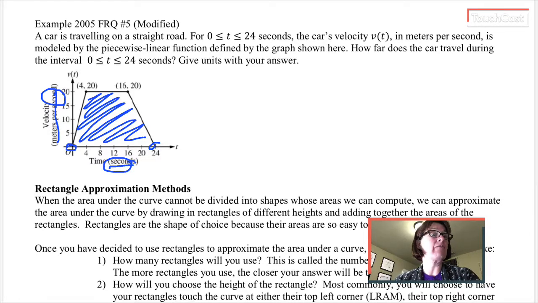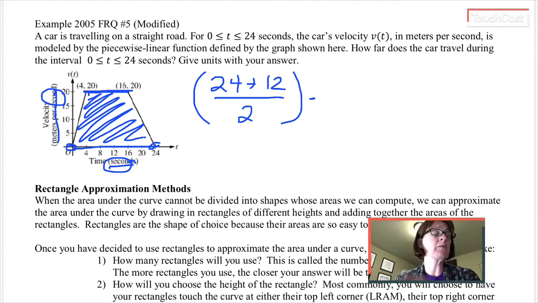So I'm going to find the average of the parallel sides. That side has length 24, specifically 24 seconds. And I'm going to average it with the length of that base. It's the difference between 4 and 16, which is 12. When I average, I add them up and divide by 2. I'm going to multiply by the distance across the other direction.